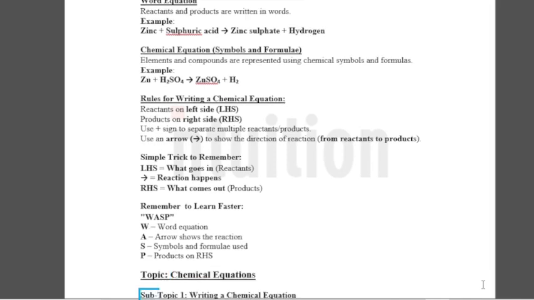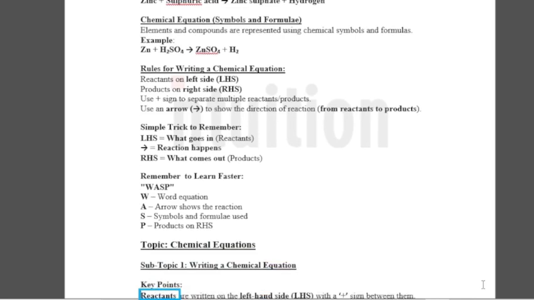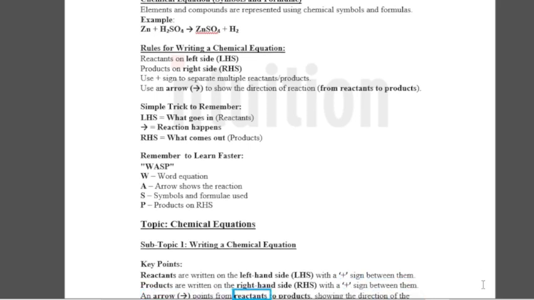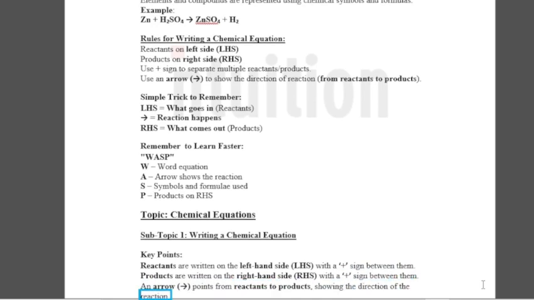Topic: Chemical equations. Subtopic 1: Writing a chemical equation. Key points. Reactants are written on the left-hand side, LHS, with a plus sign between them. Products are written on the right-hand side, RHS, with a plus sign between them. An arrow points from reactants to products, showing the direction of the reaction.